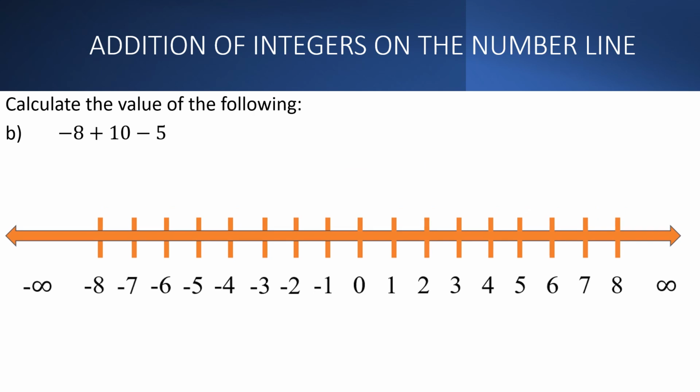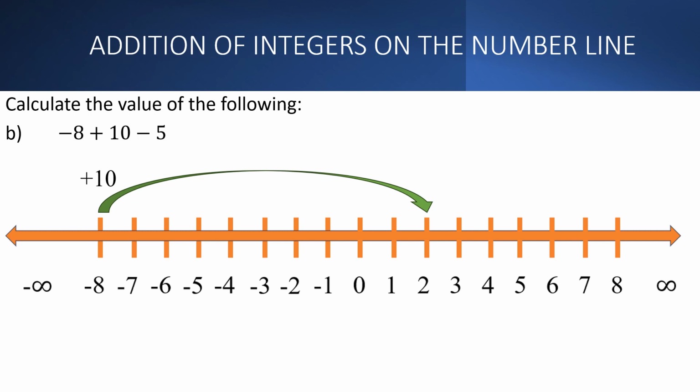Now we want to find the value of negative 8 plus 10 minus 5. This simply means that we start at negative 8 and we add 10 units. Because we want to add 10 units, we move to the right by 10 units. If we move to the right by 10 units, having started at negative 8, we land exactly at 2.